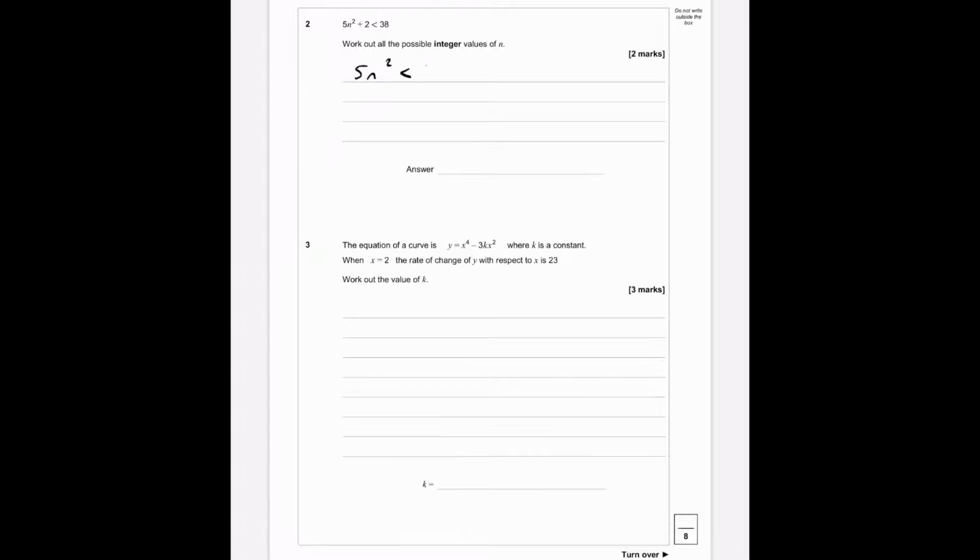Subtract 2 from both sides, divide both sides by 5. And then square root. Now when we're square rooting, we just have to remember about the negative square root. That's going to sandwich n in, so n's going to be between negative 2.7 and a bit and 2.7 and a bit. And the integers between those values are -2, -1, 0, 1 and 2.